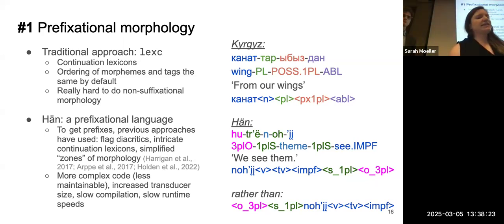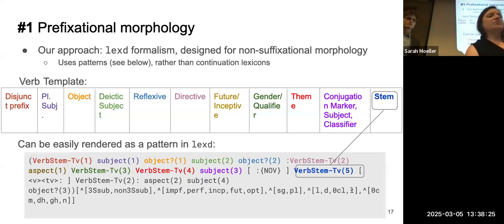So what we've adopted instead is an updated version of this formalism, which is called LexD, following LexC, which is designed for non-suffixational morphology. And instead of having continuation lexicons, it uses patterns, as we see in the gray box down the bottom of this screen. So instead of just saying, once you hit this morpheme, go to this, etc., you have a series of lexicons that you're pulling from, and the order in which those show up in tags doesn't necessarily have to be the same.